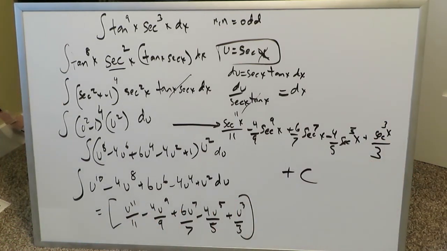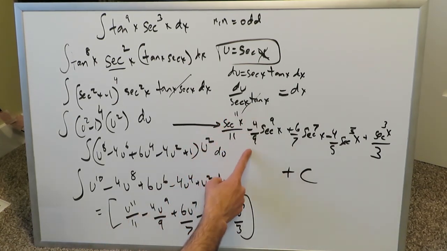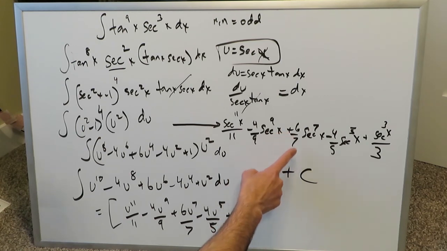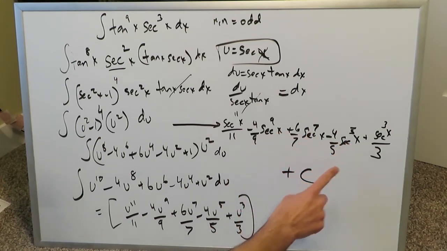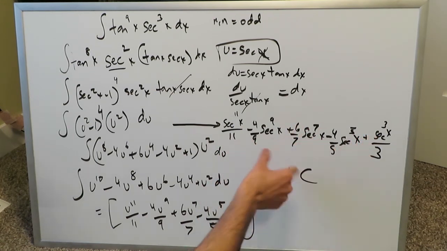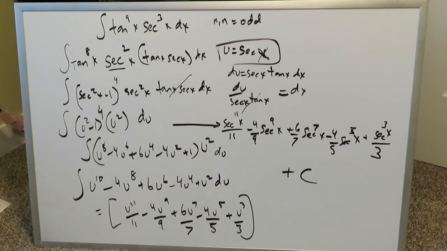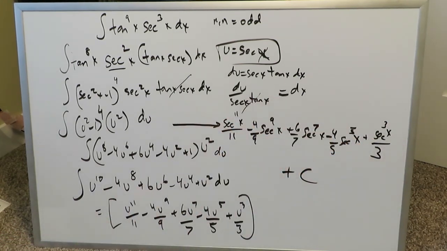And that should represent our final answer, and we can verbalize it. Secant to the 11x divided by 11, minus 4 over 9 secant to the 9x plus 6 over 7 secant to the 7th x minus 4 over 5 secant to the 5x plus secant cube x over 3. You could get a common denominator across and bring everything under a unifying denominator, isolate very likely a secant cube x and bring everything to a lower order or degree of exponents, or you can keep everything as this and it should be just as good.